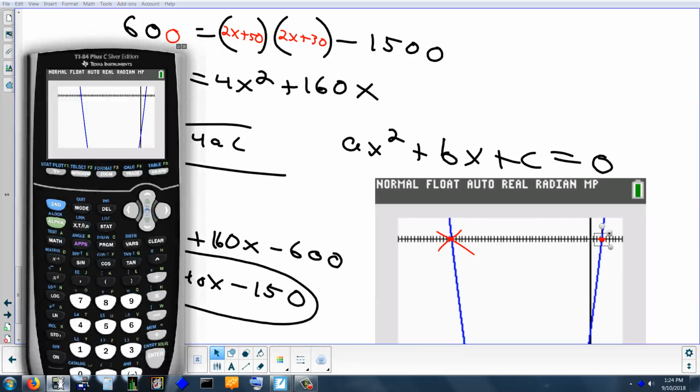What did you set your windows for again? Negative 60 on the x min, x max is 10. The y min I did negative 200, but that's not really necessary. But you could do it. And the y max was 35. So now what I'm going to do is second calc, and the second option is zero. A zero is used to find where a graph crosses the x-axis.